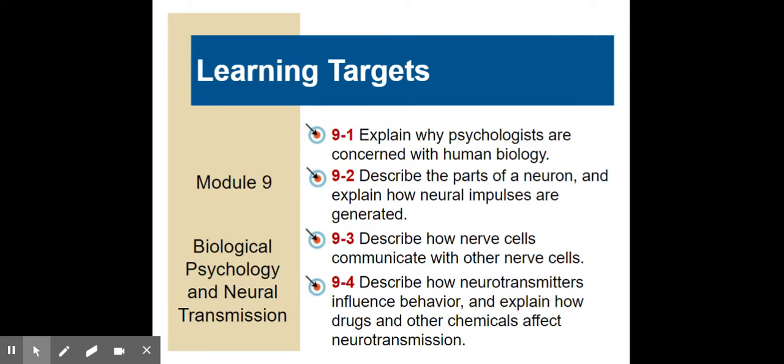Okay, so for Unit 9, at the end of this unit, we all should be able to explain why psychologists are concerned with biology, because there is a direct link, and we'll take a look at that. 9.2 and 9.3 and 9.4 is all about looking at the neuron and neurotransmission. You will need to know the pieces and parts of the neuron, how neurotransmission works, and how neurons work together in a chain, and how neurons themselves communicate through electrical and chemical impulses and release.